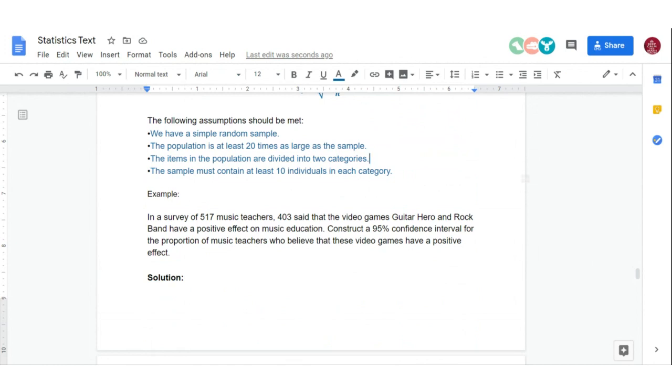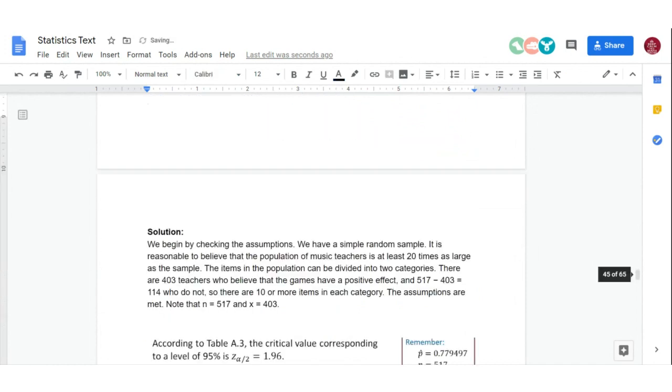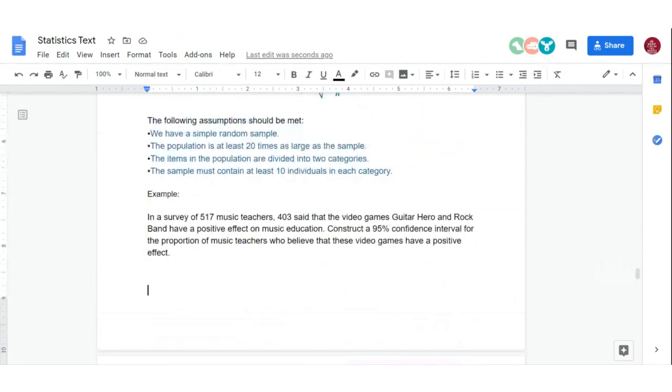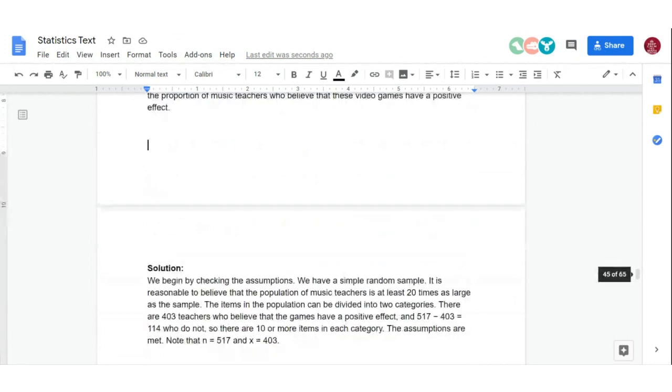So let's look at how we're going to proceed with this. First of all, you've got to check the assumptions: simple random sample. If you don't have that, you can't move forward. So we've got that. And they say it's reasonable to believe the population of music teachers is at least 20 times as large as the sample. Now, they don't tell you that, but like I said, those two things you're always going to assume in this course. The simple random sample you have to have; you can't go anywhere without it.